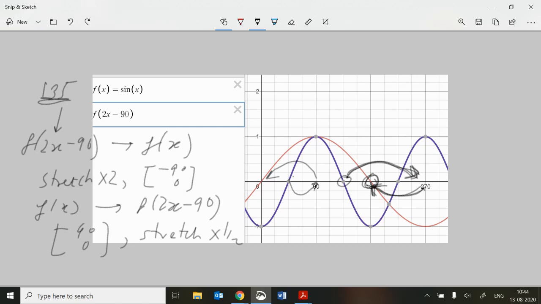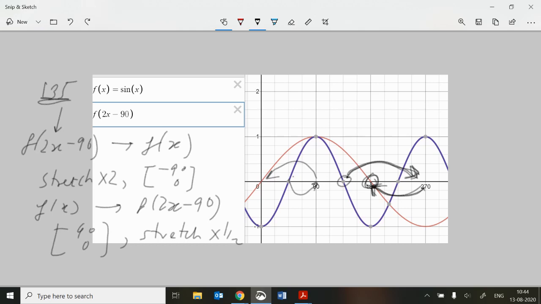So if we want to take f of x to this thing here, we need to do the translation first, which is not what you expect. When you're looking at this, you think, oh, maybe I need to do the stretch first. No, no, no. The thing inside the bracket is always the way around which you don't expect. So we need to undo the minus 90, so we need to make that plus 90. And then we need to do the stretch of a half, which, again, is the reverse of what you expect and in the reverse order to what you would expect as well.